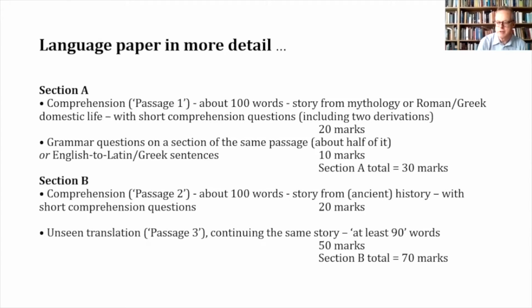It can certainly be a Greek story on the Latin paper, but I think I'd be surprised to see anything outside the ancient world. Again, we start off with short comprehension questions to kind of get candidates going, and then probably the toughest part of the thing, which is the unseen section, unseen translation, passage 3. That's a continuation of the same story, and again, Ofqual have to say at least 90 words from unseen translation. So obviously, if it were only 90, then the other 2 passages, the comprehension ones, would have to amount to 210 plus. So that's 70 marks.